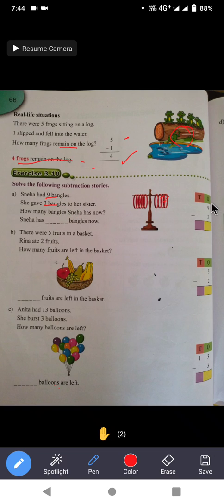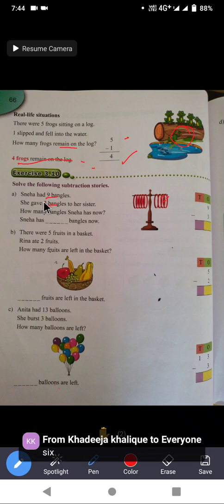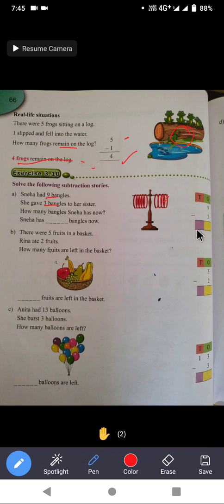Or you can arrange these numbers in a column and then you can also subtract it. Okay, the bigger number is 9. Put 9 at the ones place. 3 bangles she gave away. Put 3 here at the ones place. Then how many bangles does she have now? How many bangles left? To find out left, we subtract it. 9 minus 3 is 6. So we will write 6 at ones place. At tens place nothing is there, you can put 0 if you want. So Sneha has 6 bangles now.